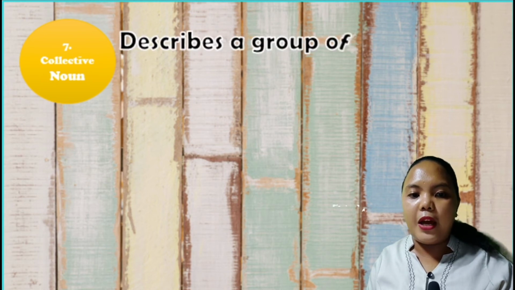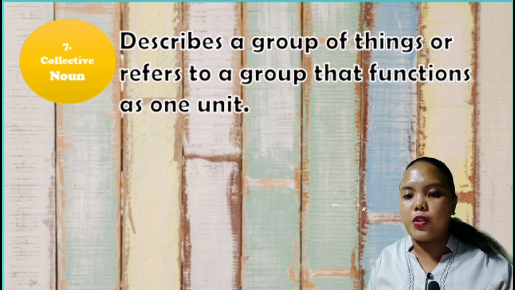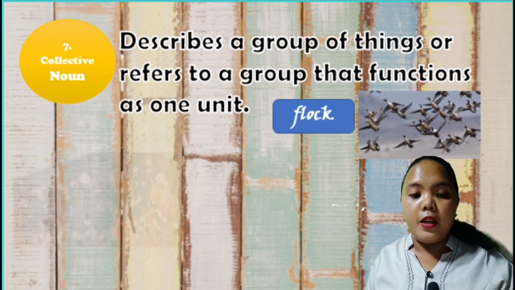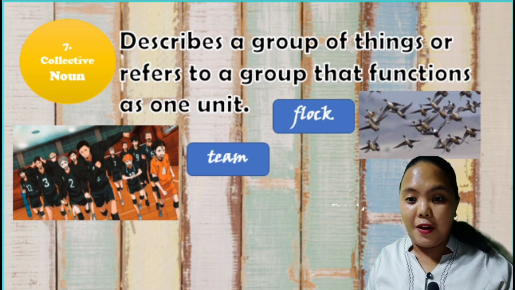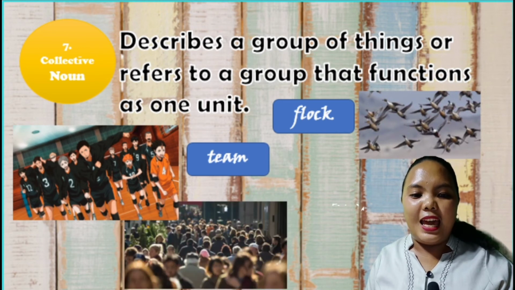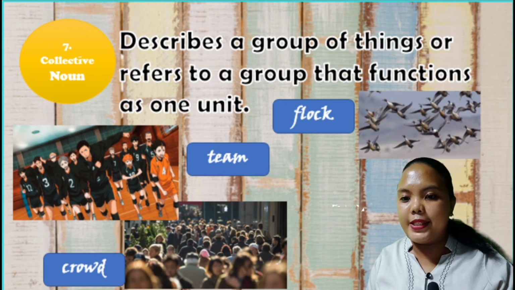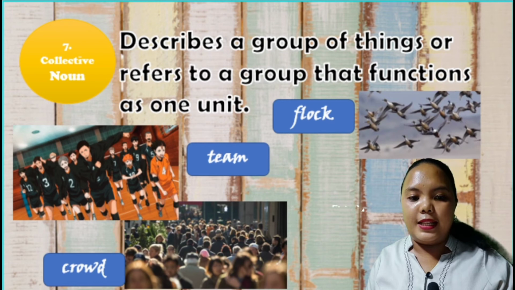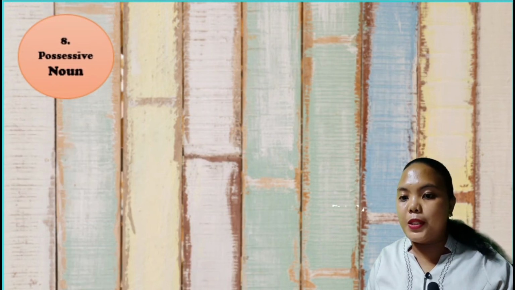Collective noun describes a group of things or refers to a group that functions as one unit. For example, a flock of birds. We have here a team, a class, and then we have here a crowd. Collective nouns always take the singular form of verb. Next, we have on number 8 the possessive noun.